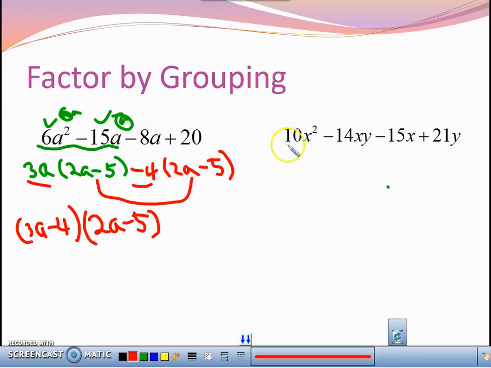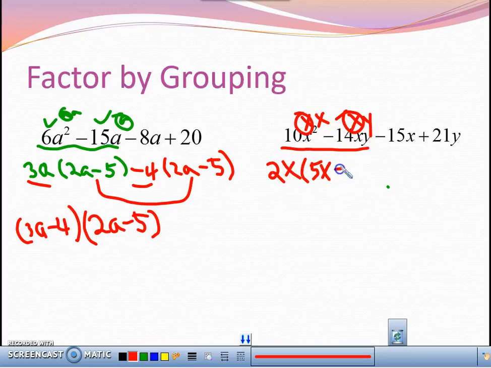Let's try the next one. First two, you have 10 and 14. The GCF of 10 and 14 is 2. And then the GCF of the variables, 1x, so put 1x there. And then you're going to factor. So 10 divided by 2 is 5. x squared divided by x is 1x. Negative 14 divided by 2 is negative 7. x cancel, and then you have 1y. And then done. Let's do the second one.